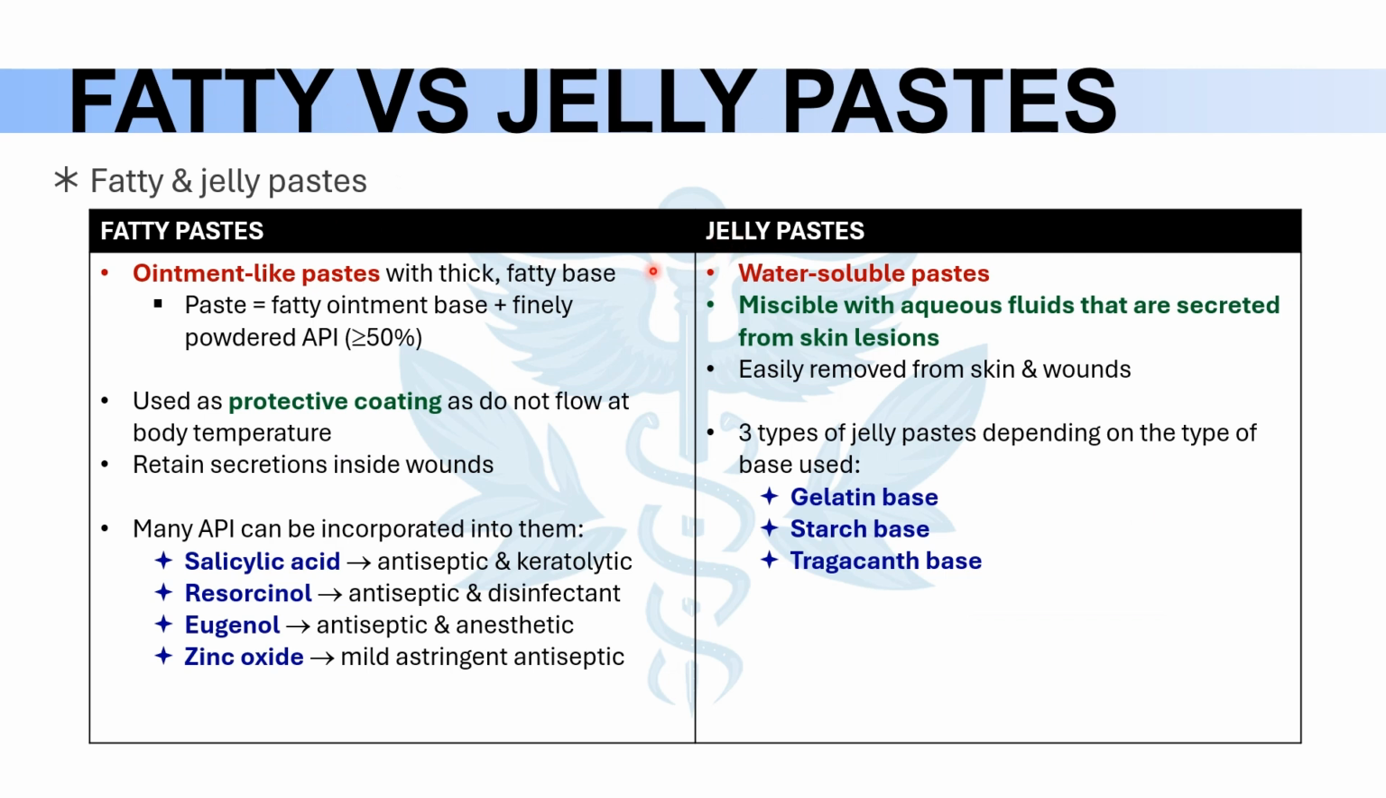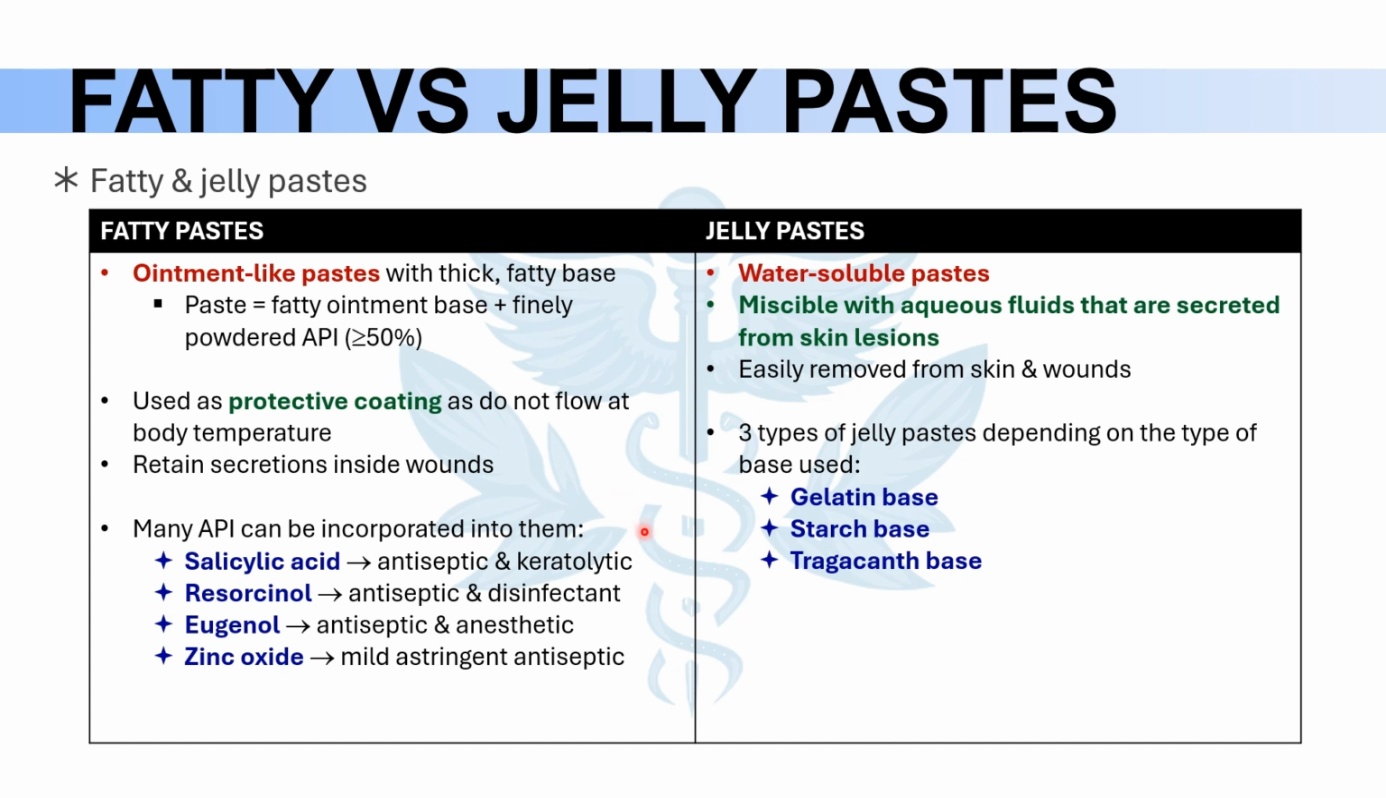Fatty pastes are ointment-like pastes and they have a thick, fatty base. If we wanted to prepare a paste from an ointment, we would simply add the finely divided active constituent, again ensuring that it constitutes at least half of the overall preparation, because if it doesn't, then it is not considered a paste. We use fatty pastes as a protective coating as they do not flow at body temperature and they retain secretions inside wounds since they are fatty.